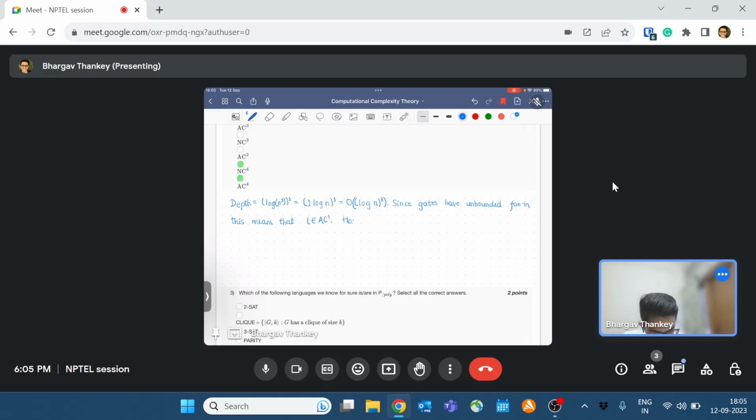However, for all i in N, ACi is contained in NCi+1, which is contained in ACi+1, right? So L is also in NC4 and AC4. Is this fine?